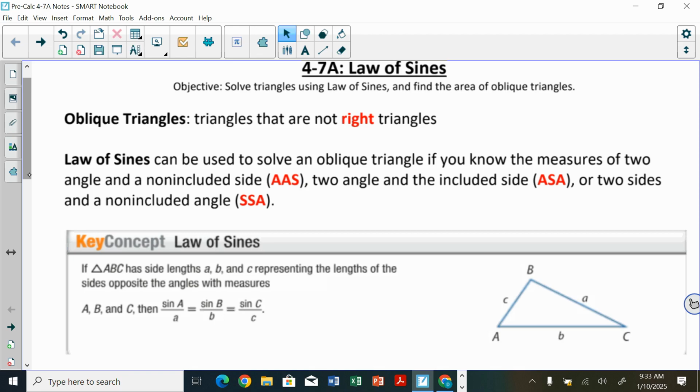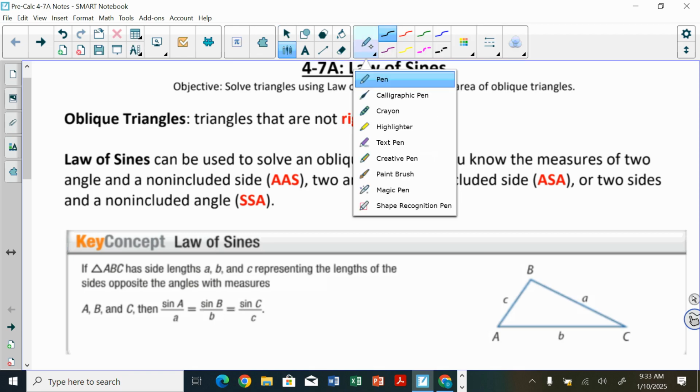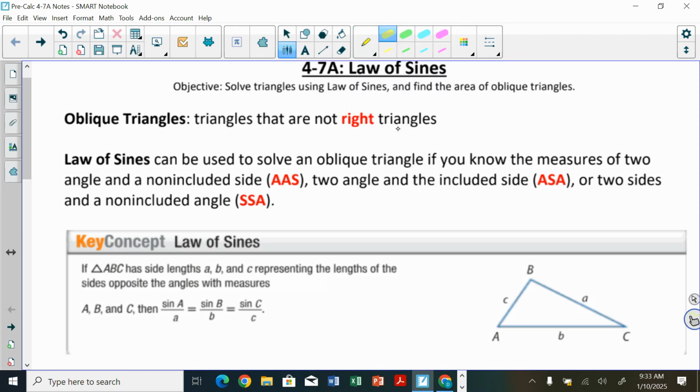All right, so let's talk about oblique triangles. Oblique triangles are triangles that are not right triangles. So we've been dealing with right triangles with all of our trigonometric functions. That's where we usually see them in geometry. So oblique triangles are ones that are not right triangles.